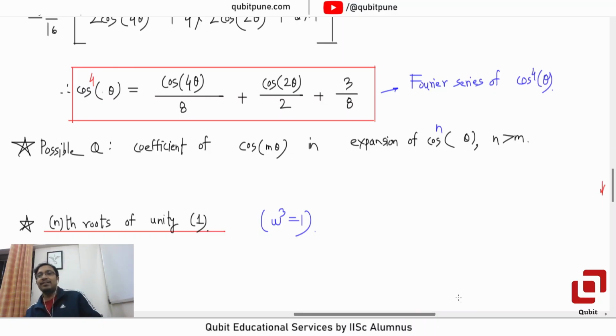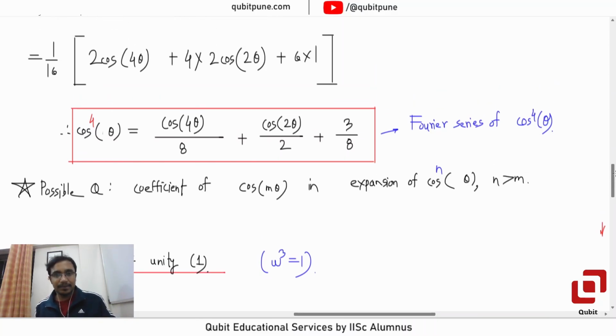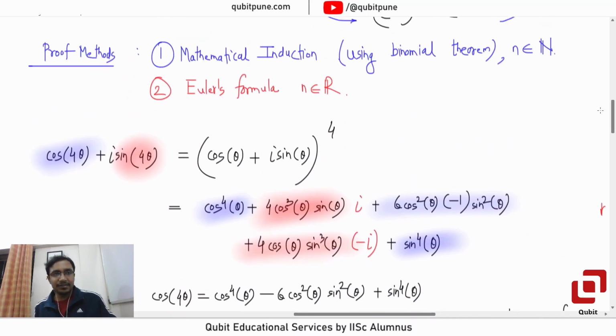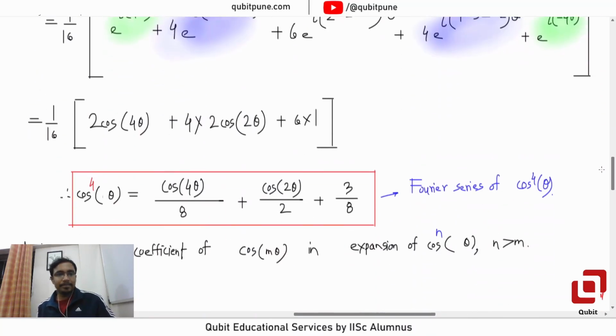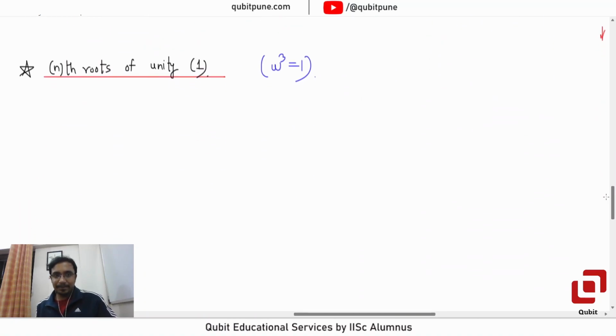When we express any function in terms of an infinite series of multiples of sin theta and cos theta, we call it a Fourier series. Okay, and that also has some useful applications in solving differential equations. Understood this? De Moivre's theorem. Last part.